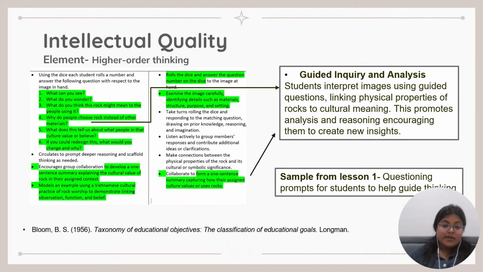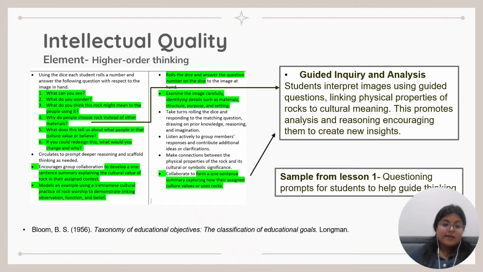Bloom's taxonomy in 1956 described higher order thinking as the top levels of learning, where students move from remembering and understanding to analyzing, evaluating, and creating. I wanted students to experience that shift in this lesson, to use their knowledge in new and meaningful ways. The first strategy that I used was the strategy called guided inquiry and analysis.